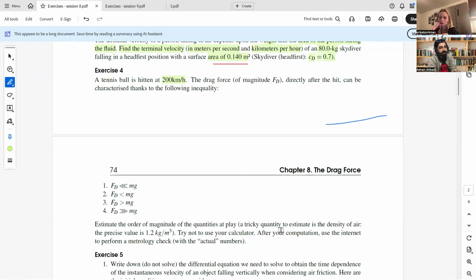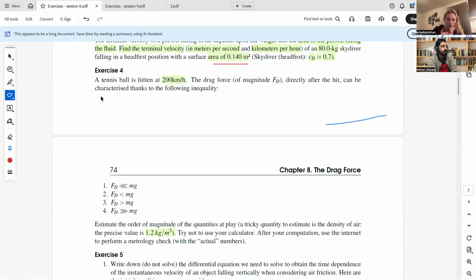A tricky quantity to estimate is the density of the air, a precise value, that is a constant value. Try not to use the calculator. After your computation, use the internet to perform a metrology check with the actual number. So first of all, we need to check by considering some values, and after that we need to check the internet values and verify whether the results are the same or not.